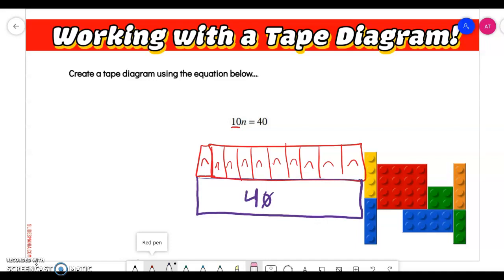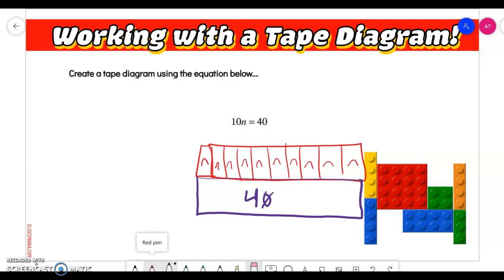And if I were to solve this, you would get what? That would be your n. So that amount would be each of these n's separate, and together they equal 40. Let's do the next one.